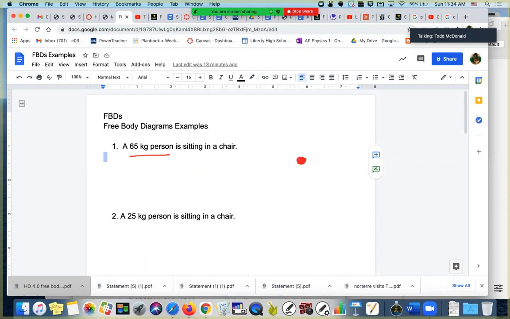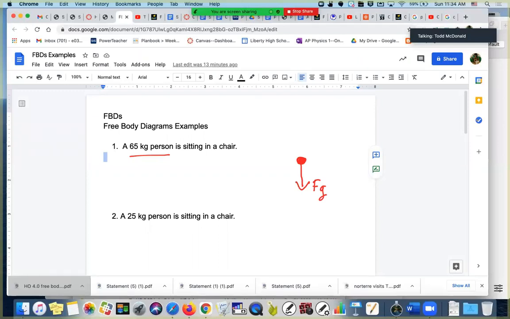Now, you want to think about if you've got a person sitting on a chair, what forces are acting on that person? Well, first of all, it's pretty obvious that gravity is pulling that person down. And it really is always gravity. Its force of gravity is straight down. So I'm going to label F_G for force of gravity straight down. Okay, that would be pulling on the person.